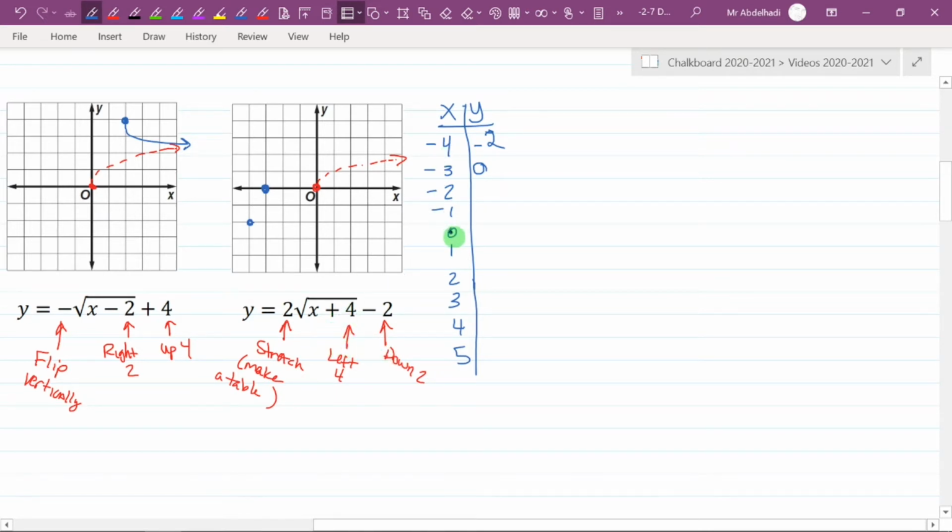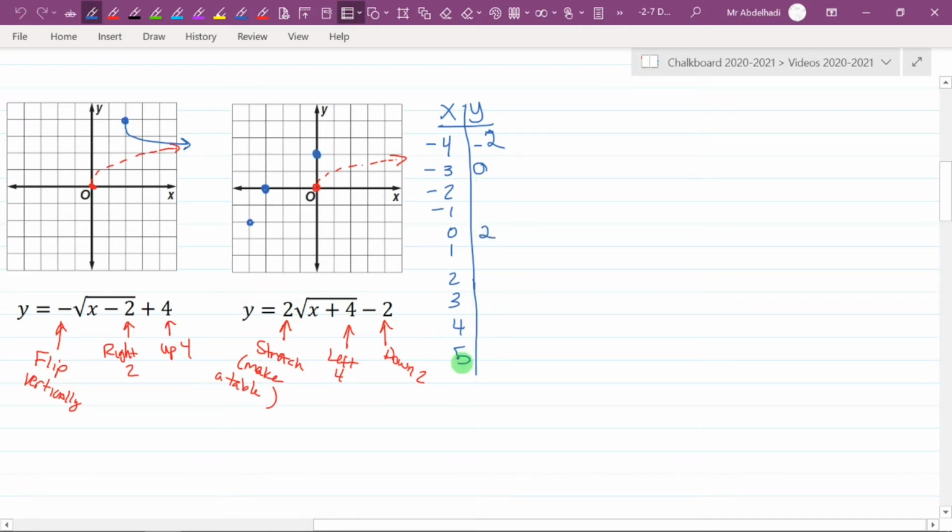All right, next one, 0. Well, if you put a 0 in here, 0 plus 4 is still 4, and the square root of 4 is a whole number. It's 2. And then that means this becomes the square root of 4, which is 2, and 2 times 2 is 4, and 4 minus 2 is back to 2. So this one right here, 0, comma 2.